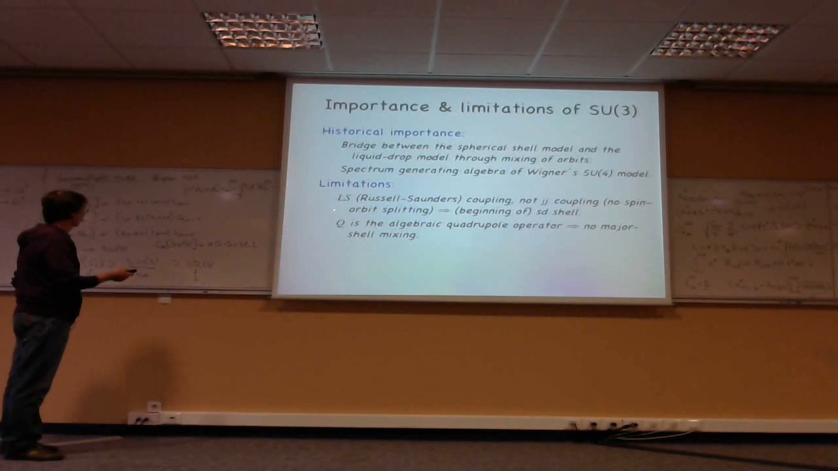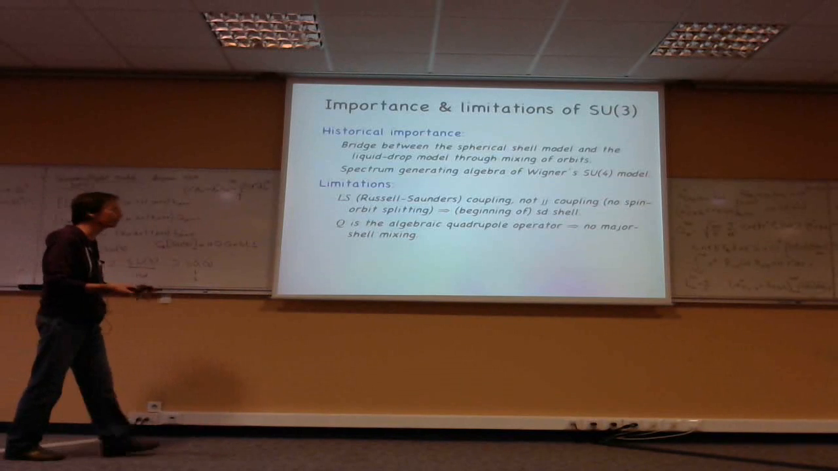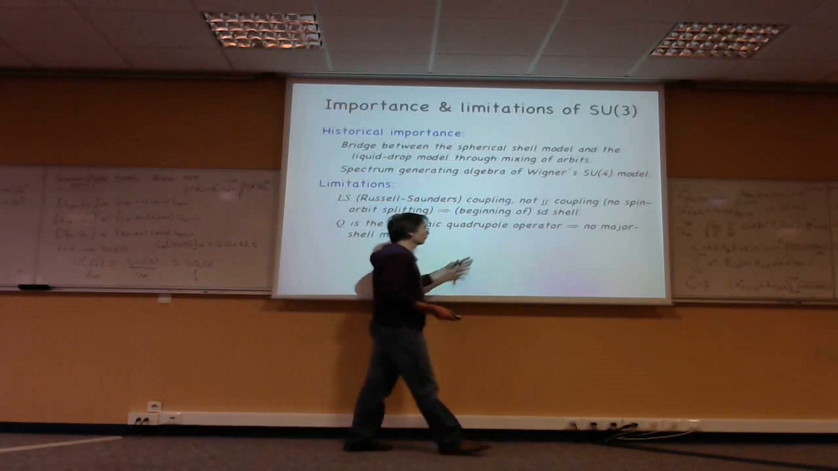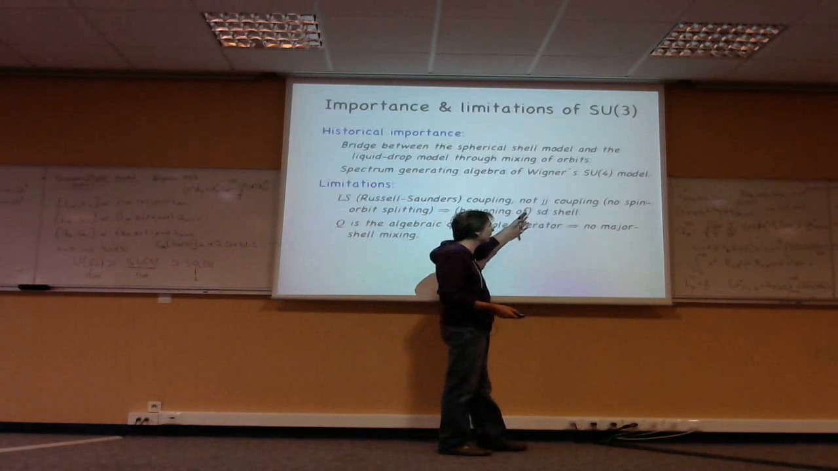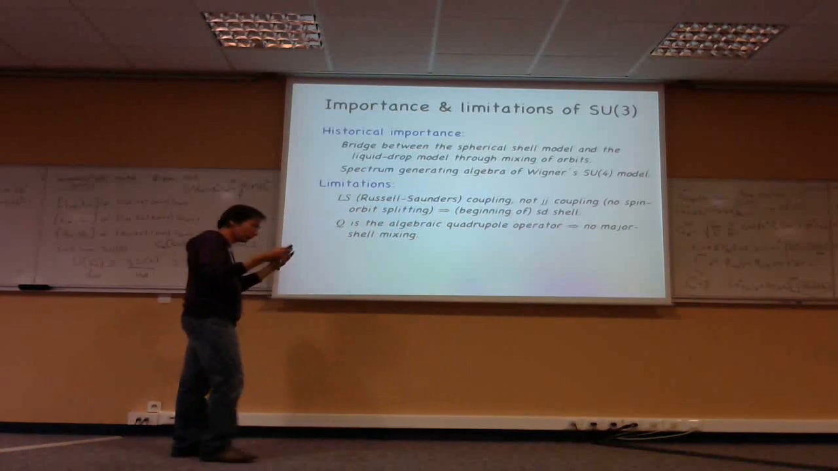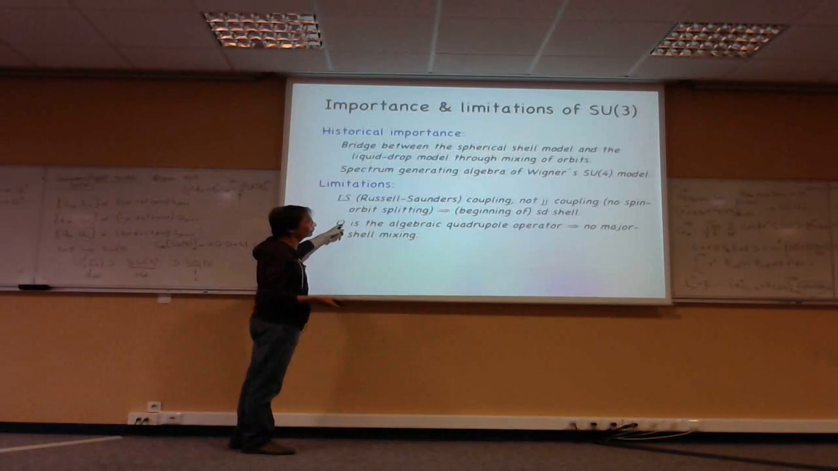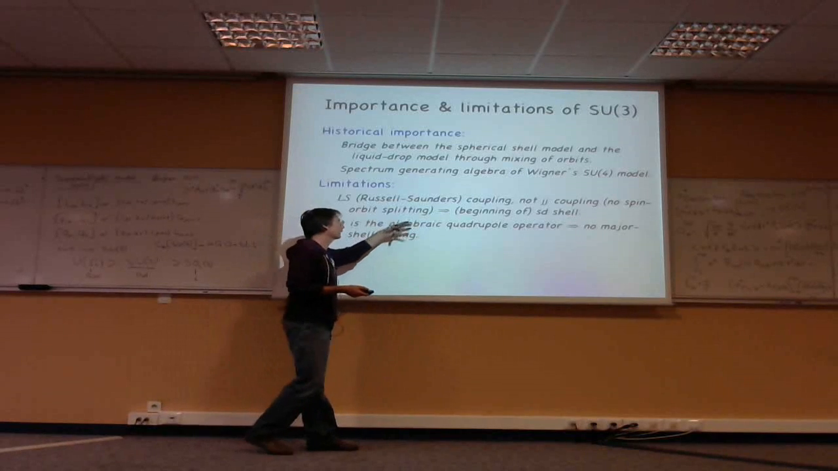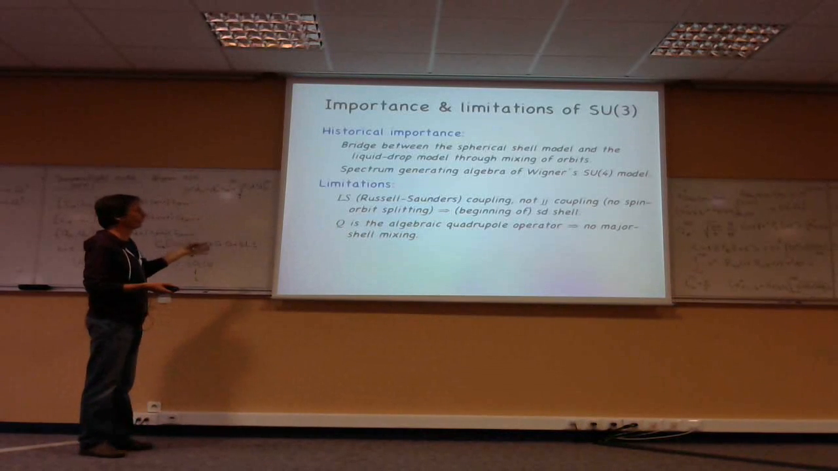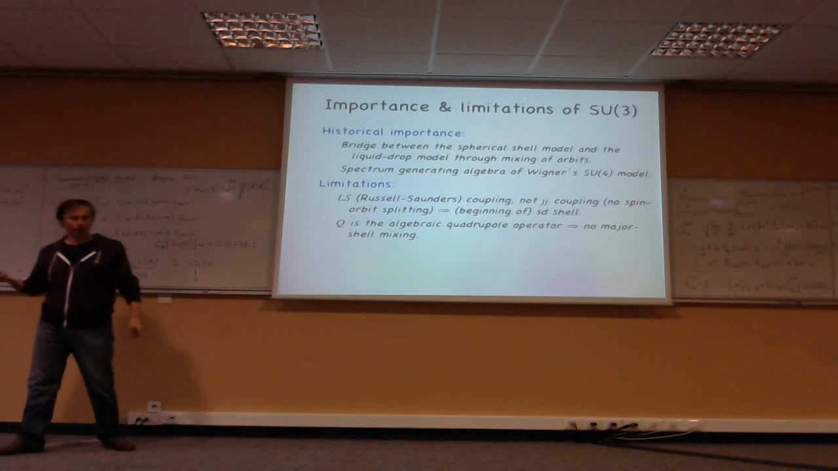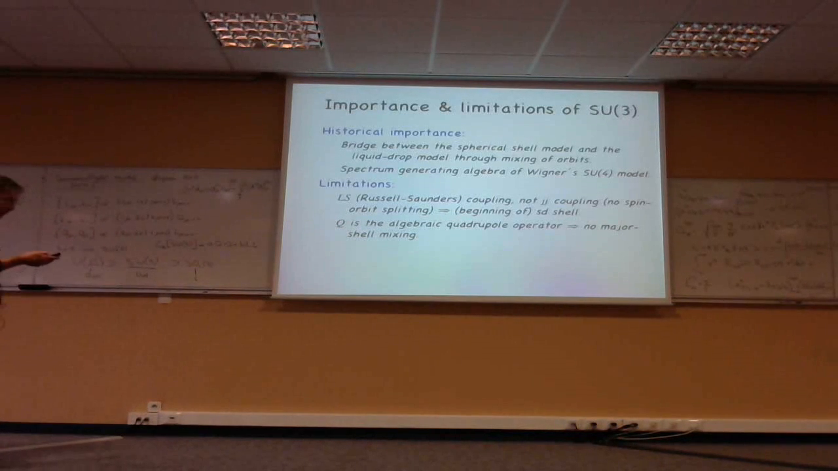Right? What is the problem? The problem, as I mentioned, is that this is an LS coupling scheme. It's not a JJ coupling. So you have to put the spin orbit splitting to 0, otherwise this doesn't work. There were applications to rather light nuclei such as the D shell, but if you go to heavy nuclei then you have problems. And at this point I mentioned that Q is the algebraic quadrupole operator, which is dependent on the position R and the momentum P.